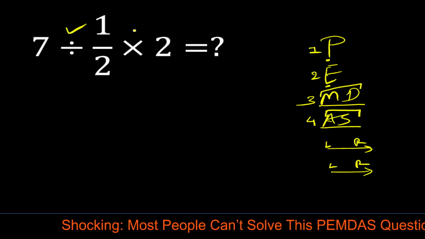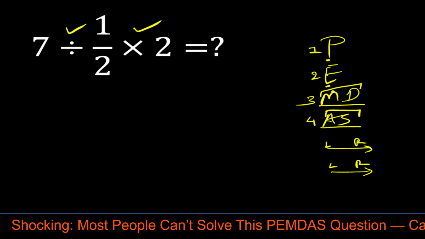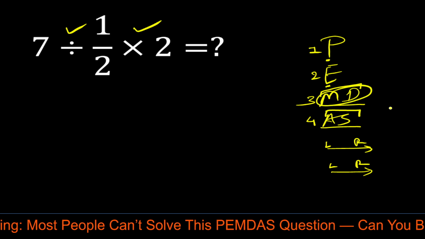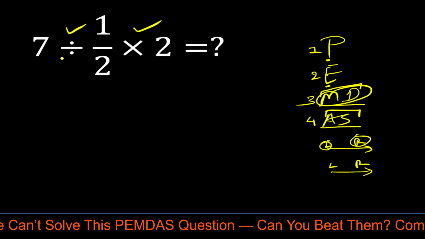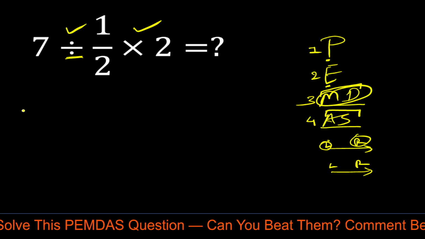So in this question here we have division and here multiplication. So multiplication and division both have equal priority. So we have to solve it from left to right. So first we have to solve this division.